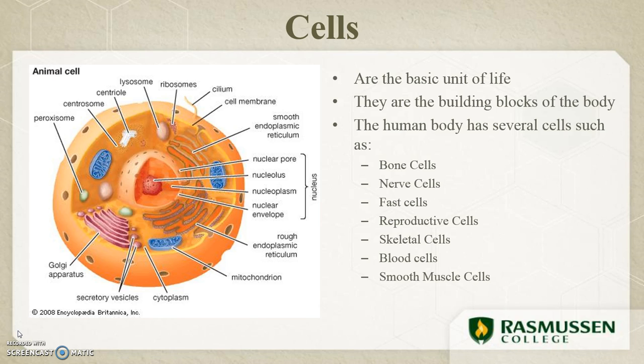The cells store information and use molecules to perform work that creates waste, and then the waste needs to be disposed of. Our bodies have several different types of cells. For example, we have bone cells, nerve cells, and fat cells, along with reproductive, skeletal, blood, and smooth muscle cells. Every cell has three common parts: a cell membrane, a cytoplasm, and a nucleus.